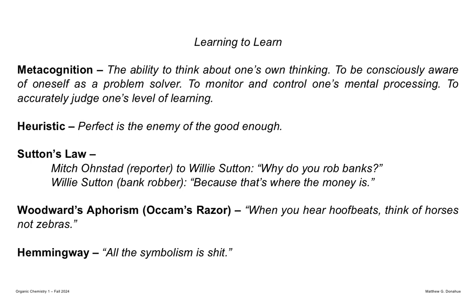Sutton's Law. Mitch Onstead, a reporter, asked Willie Sutton, a bank robber, "Why do you rob banks?" And Willie Sutton replied, "Because that's where the money is." If you look at that short dialogue, the reporter is probably asking a deeper sociological or psychological question. And the answer is, the money's there, so I'm going to take it. That is what is relatable to this.